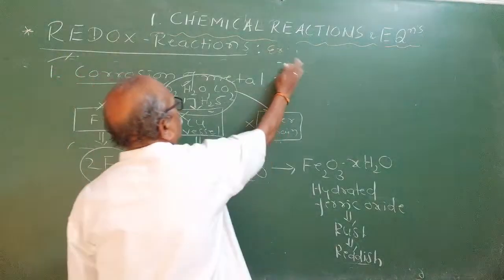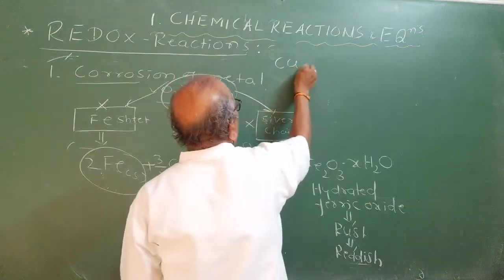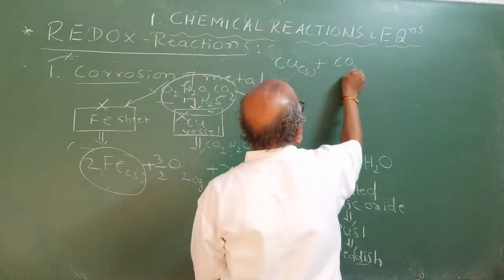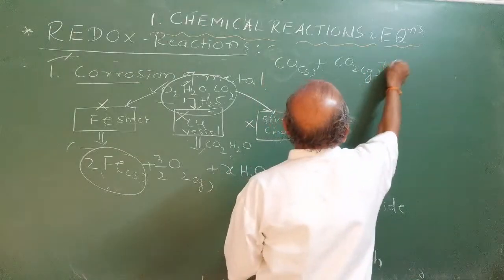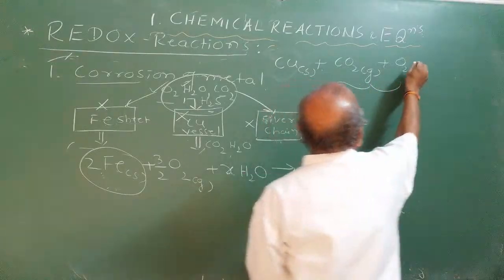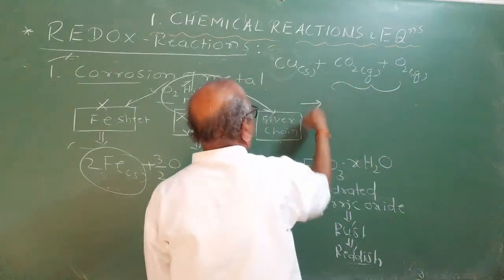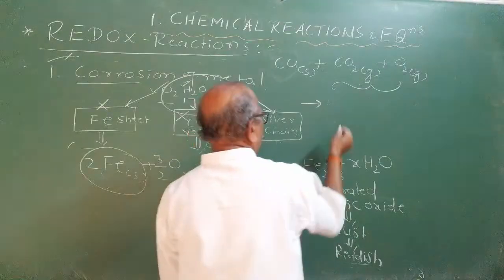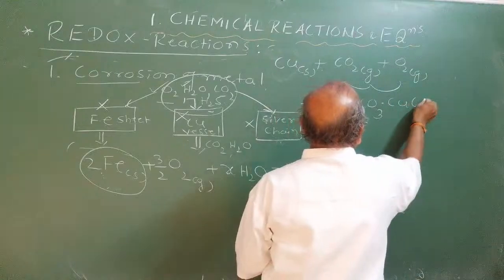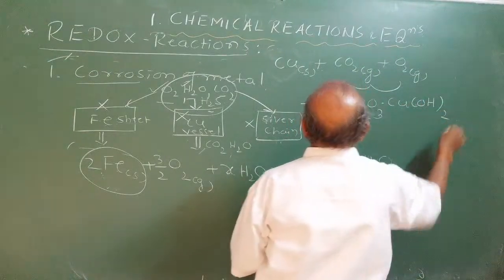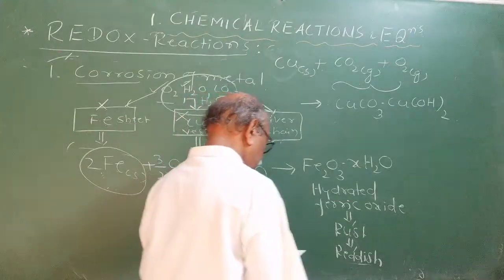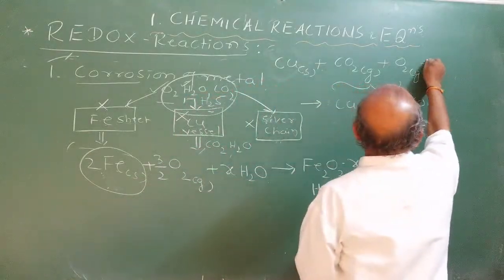Similarly, copper. Solid, pure copper, when you expose it to moist air, reacts with carbon dioxide and oxygen present in the air, and it forms a carbonate. We call it basic copper carbonate, which has the formula CuCO3·Cu(OH)2 plus H2O. You can write the equation and balance it.